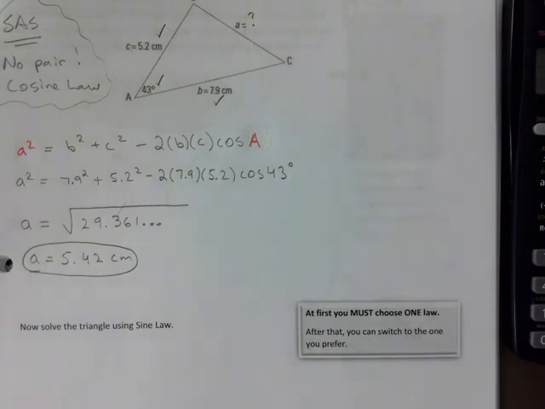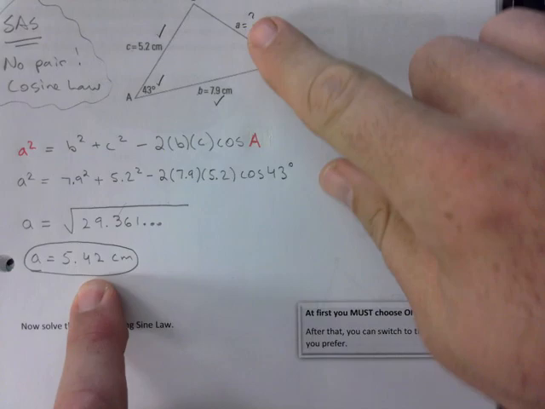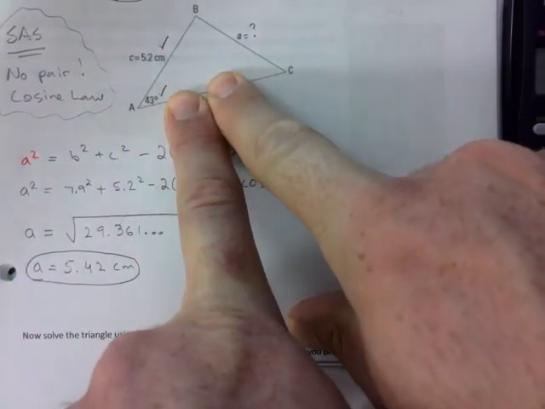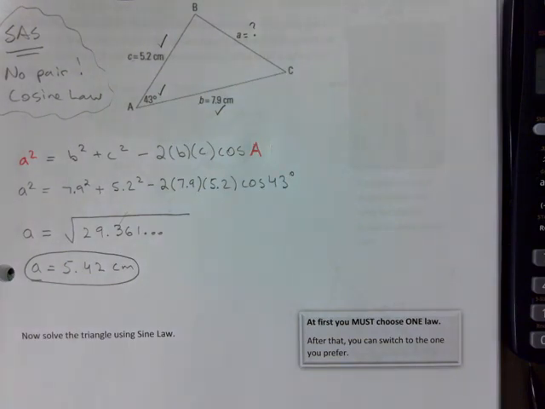Question, guys. This is important. You can now switch over to sine law if you wanted to continue solving, because now that you have this side, you have a pair. So you could now say, hey, I like sine law more, Mr. Dirksen, so you stay there if you want, but I'm going to go sine law. That's perfectly fine. The only downside is your answer might be a little off by 0.01. We're not going to sweat it. You're not going to lose any marks. Okay, so don't worry about that.